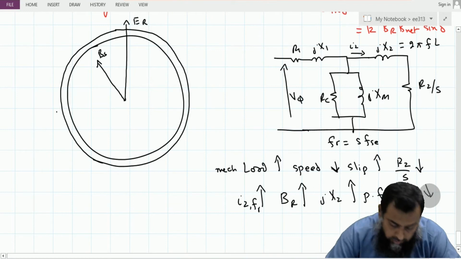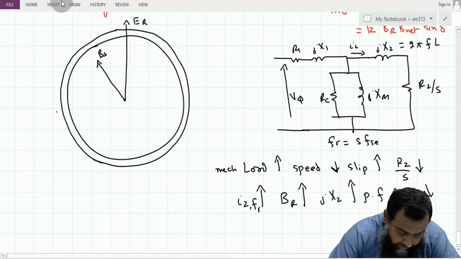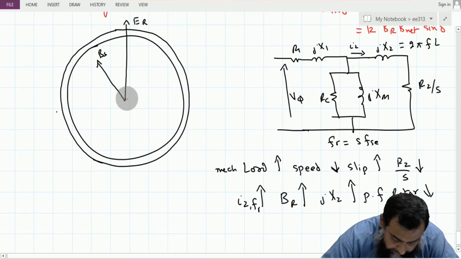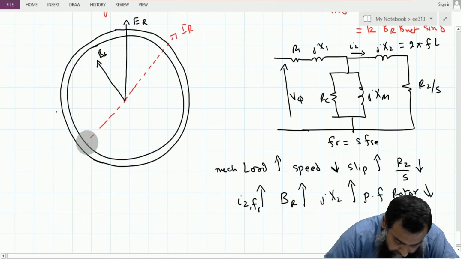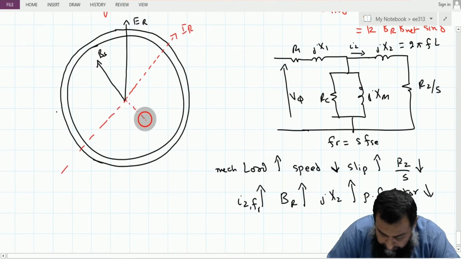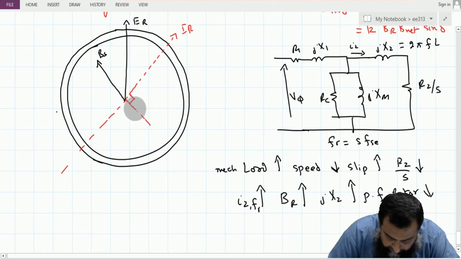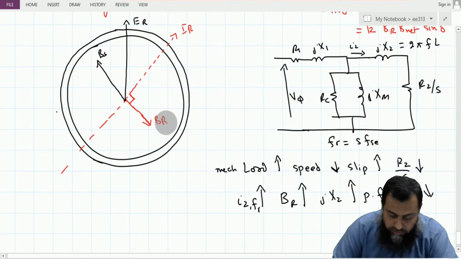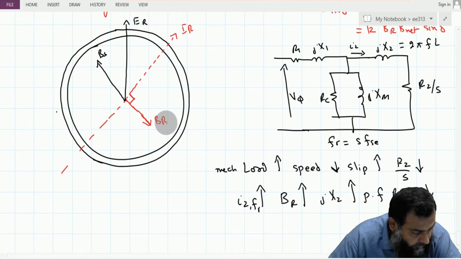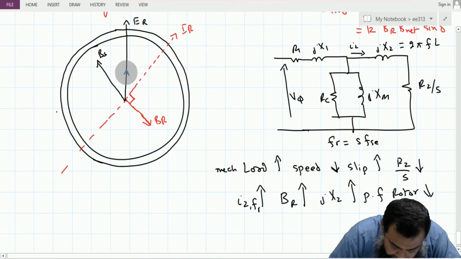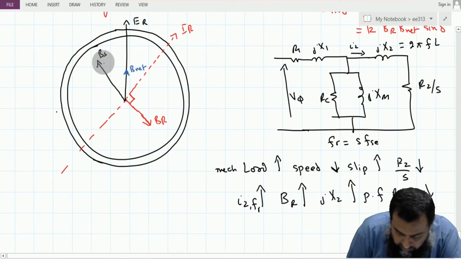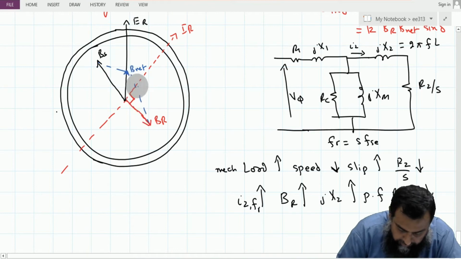When this increases, the power factor of the rotor circuit will also decrease. So in a nutshell, if this is ER, and here we have the current, which is this IR, it is just here. So right at this 90 degrees, here we have this BR. So this is BS and this is BR here, right? And somewhere here on this ER, we have the net magnetic field, which is this B net here. So here we have this particular kind of diagram.